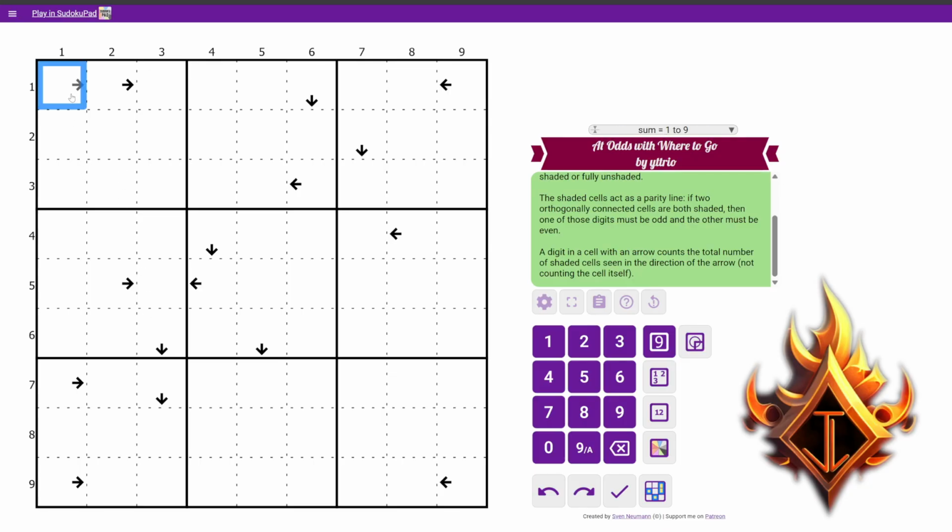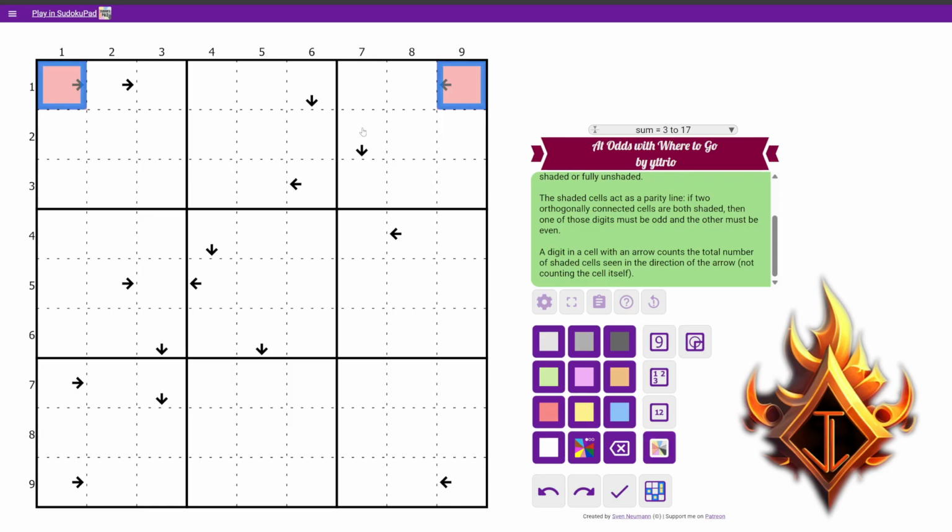So I started up here because of these two, but also because of the corners. If both of these are the same, then we're basically just counting the ones in between the two. And they will both get the same digit because they're not counting themselves. That is if they are the same, either shaded or unshaded, right?